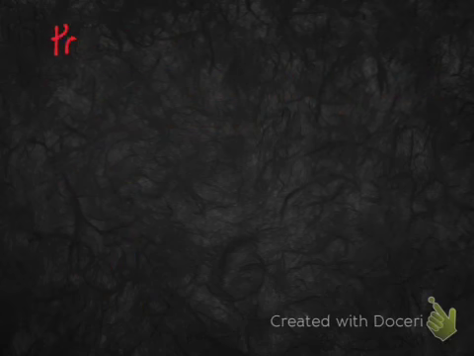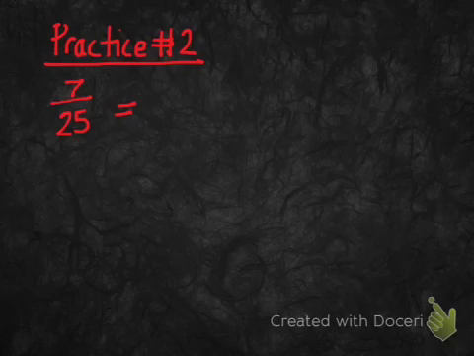Okay? Here's some more practice. Let's see if you can do some of these here. Practice number 2, 7 over 25. Give it a denominator of 100. Tell me your answer. So you're going to times by 4 there, and you get 28 over 100, which is 28%.